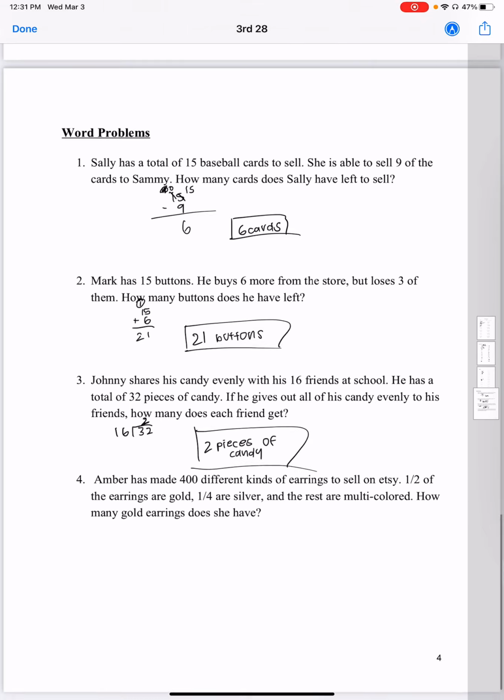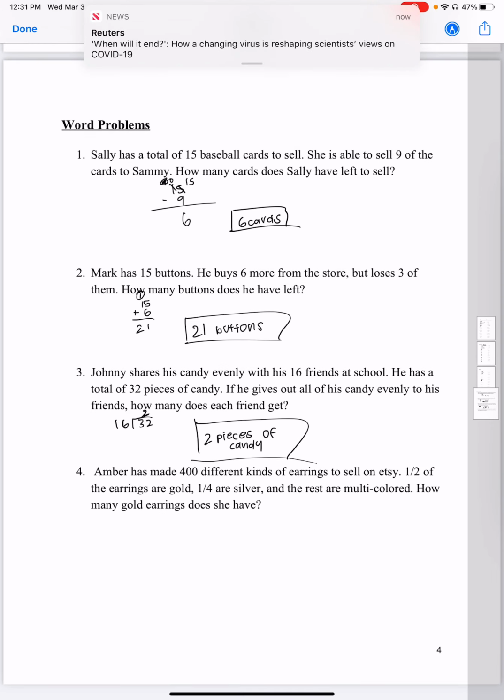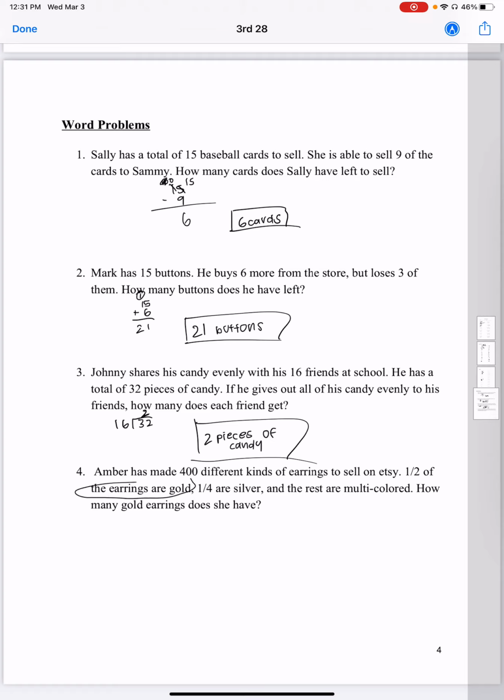Okay, last question. Amber has made 400 different kinds of earrings to sell on Etsy. One half of the earrings are gold, one fourth are silver, and the rest are multicolored. How many gold earrings does she have? So we really only need this part. We can disregard that part. So out of the 400, half of the earrings are gold. So we want to find how much is half of 400. So we would do 400 divided by 2.